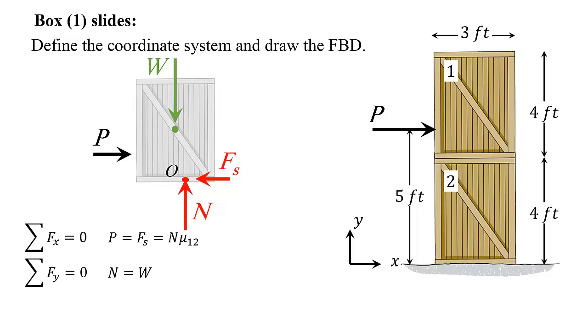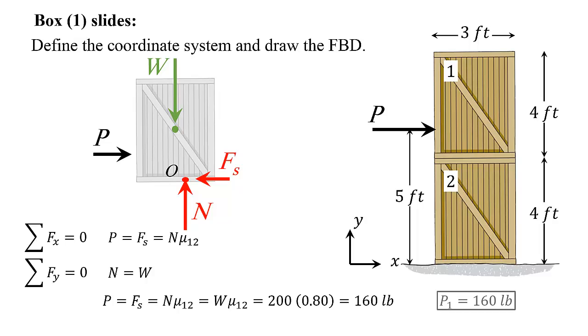Summation of the forces in the Y will equal 0, of course. N will equal W. Alright, so P equals Fs, and Fs equals N mu12. But we don't know N, but from the second equation we know that N equals W, so it's W mu12, which equals 200 multiplied by 0.8, that will equal 160 pounds.